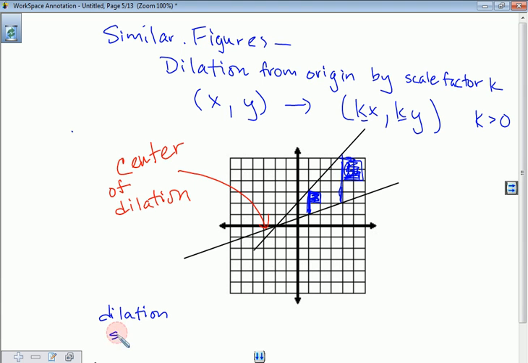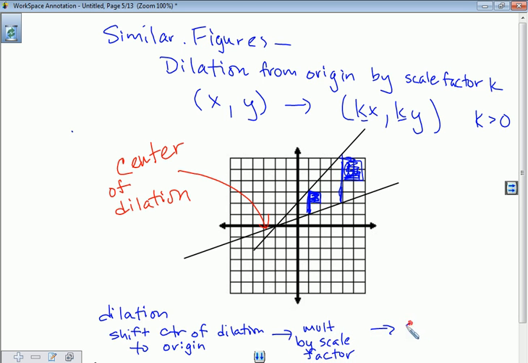If you had to write a mapping for this, a dilation that was not at the origin, the first thing you have to do is shift the center of dilation to the origin. And then multiply by the scale factor. And then shift back to the center of dilation. You guys remember that?